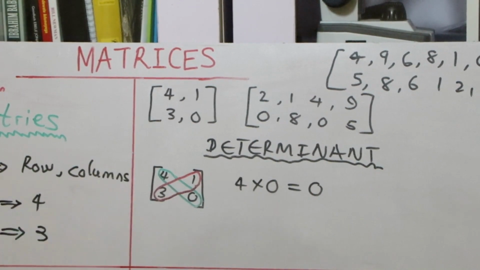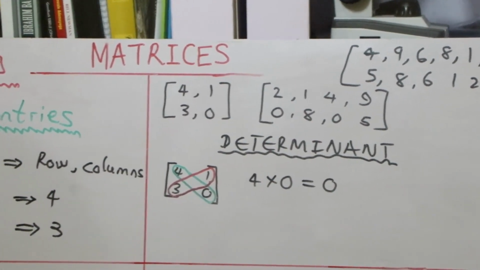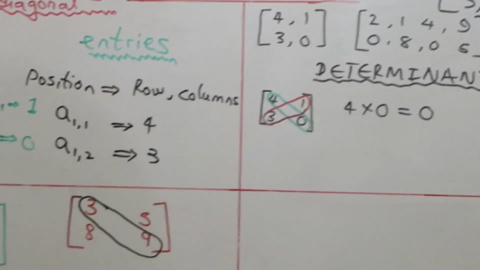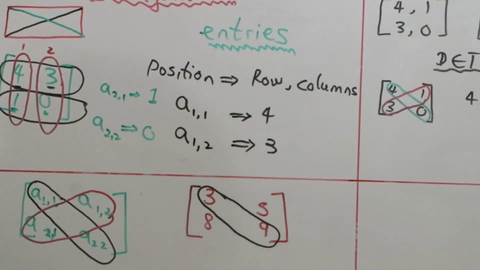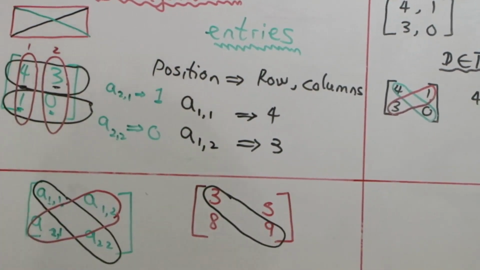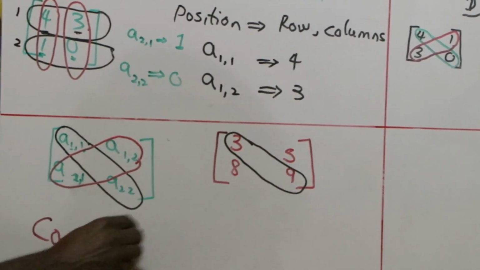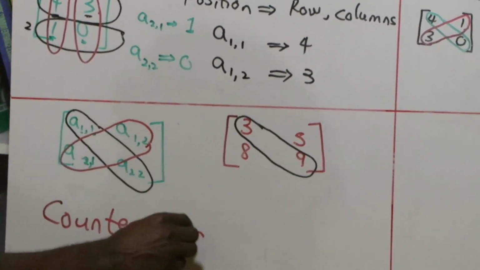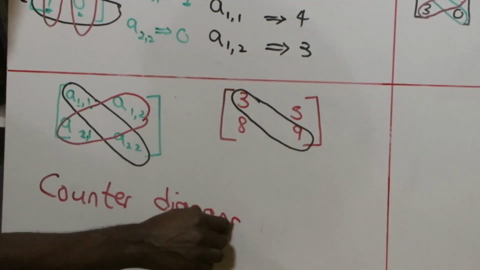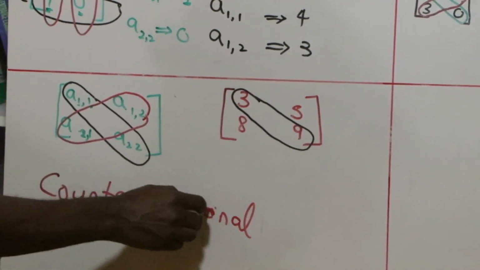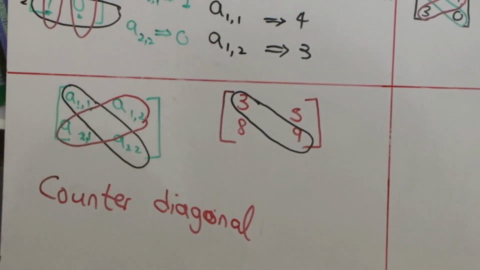This diagonal right here, the one in black, is called the principal diagonal, because we talked about that. But the one in red is called the counter diagonal. It is not the principal diagonal. So, back to our determinant.